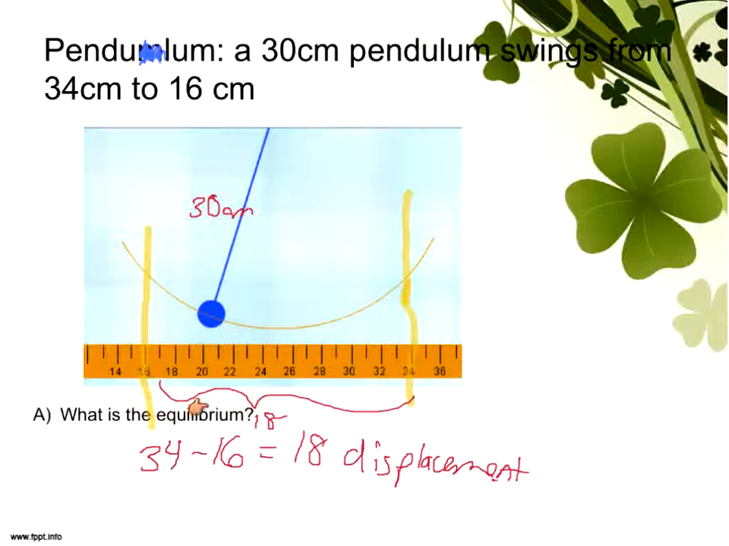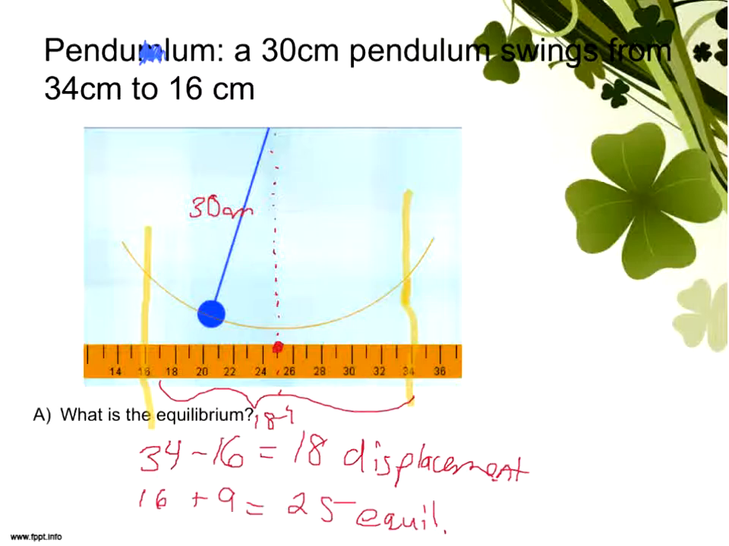So if I start at 16 and I go in 9, think about where you would be. We'd be at 25. So 25 is my exact middle. That is going to be my place of equilibrium. So it's in between our two extremes of where the pendulum swings. It's the exact middle of those spots. So that's our equilibrium.